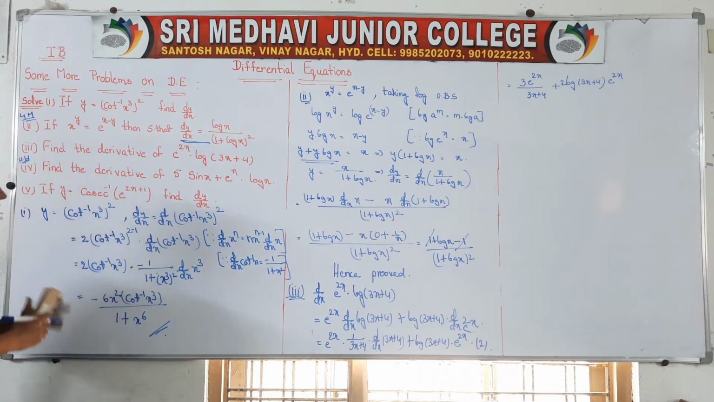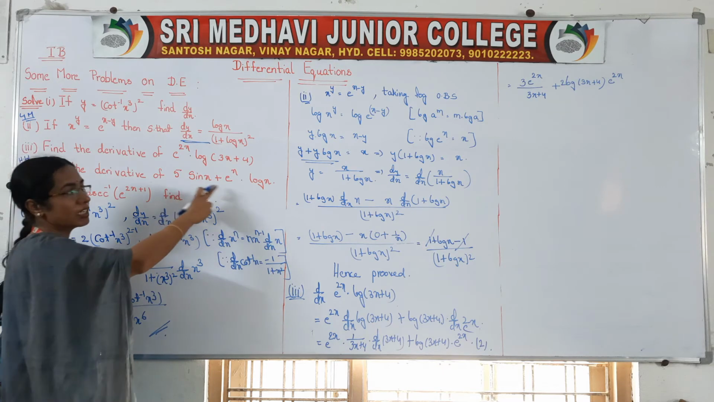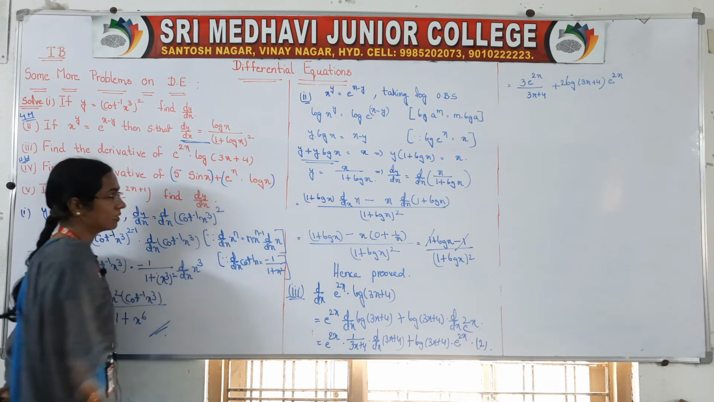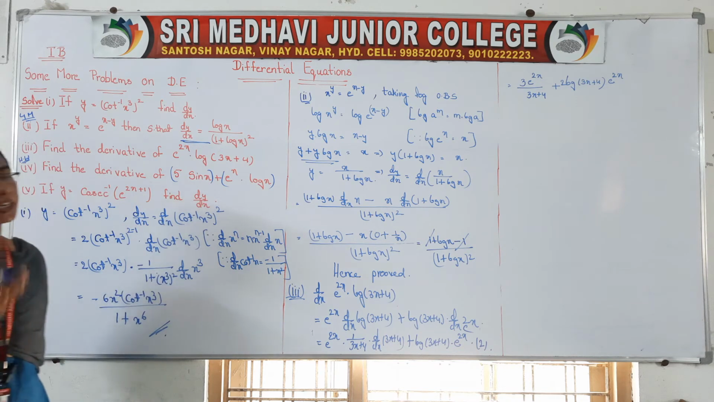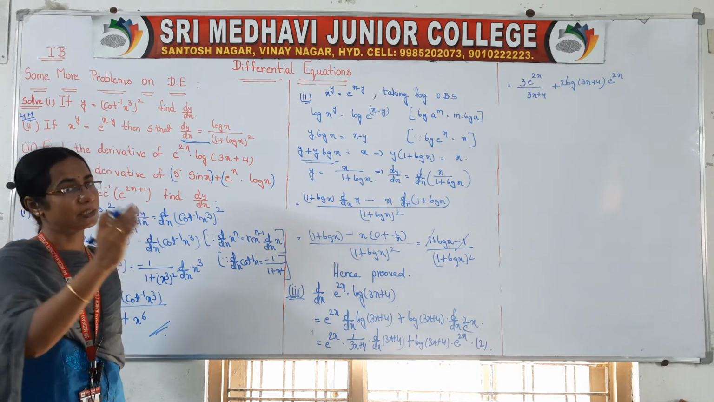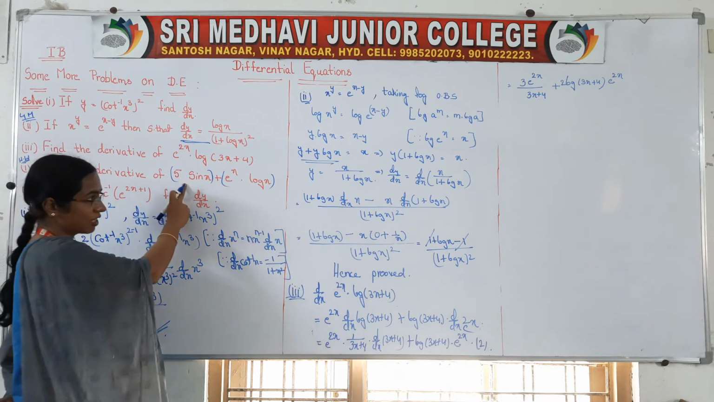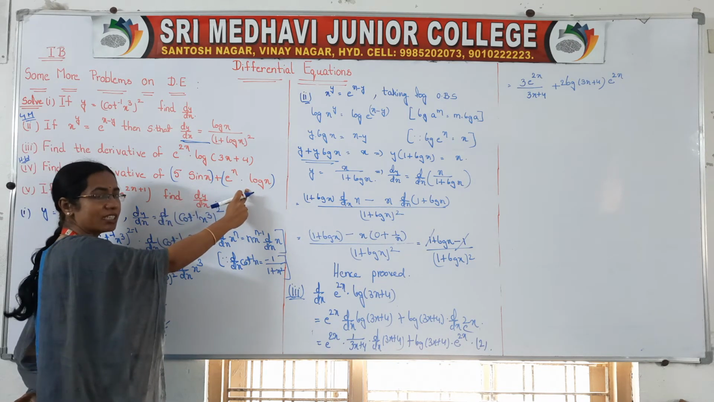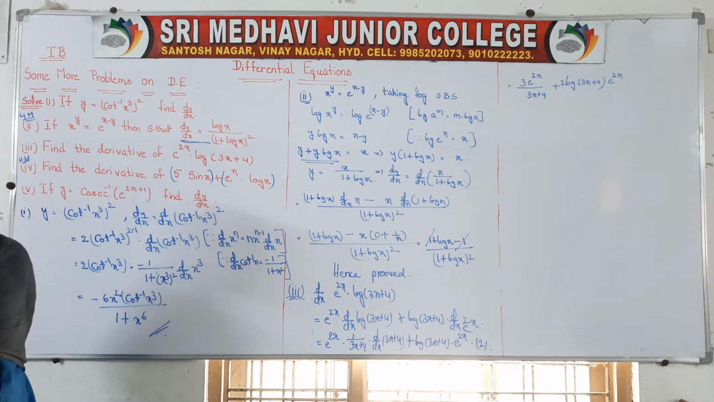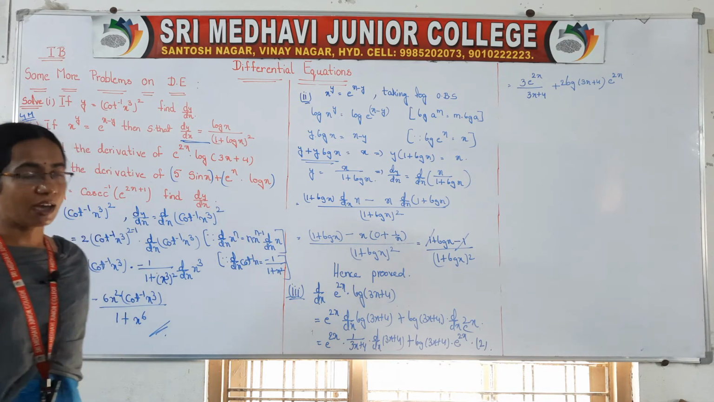Very simple. See, d by dx of this plus this. First you consider these as two terms. So whenever derivative of plus is there inside the bracket, take the separate derivatives. Then differentiate this separately, differentiate this separately. While differentiating this, you take your product formula. You will get the answer.